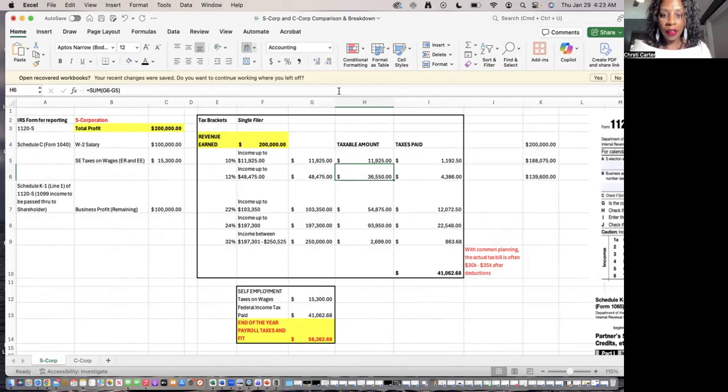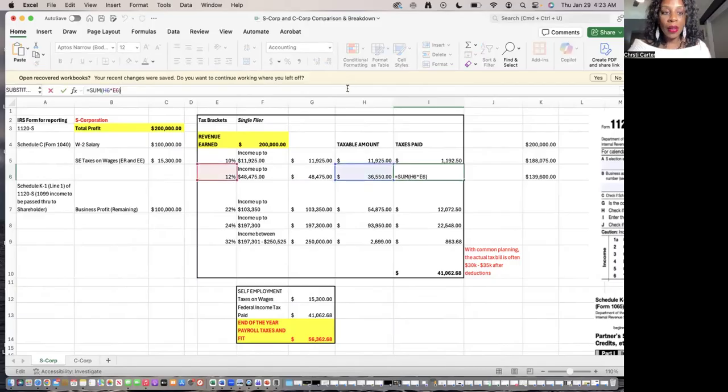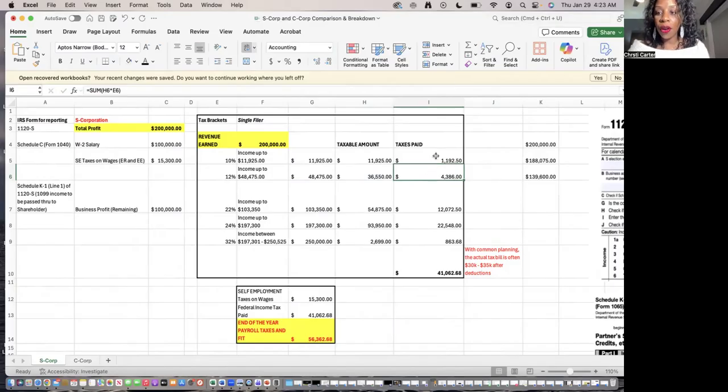What I did was I subtracted $11,925 from 48,475. And that equates to 36,550. If you multiply 36,550 times 12%, as you can see from my formula, you get $4,386. So far, you owe the IRS $5,578.50. Because you made $200,000, we're going to keep going.